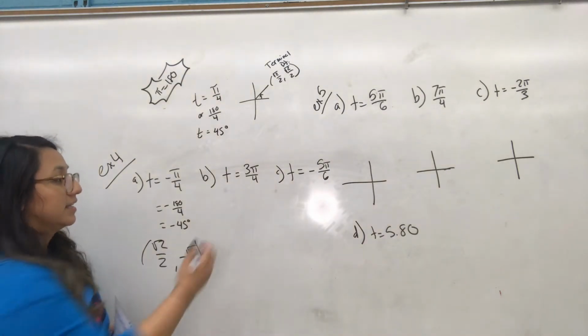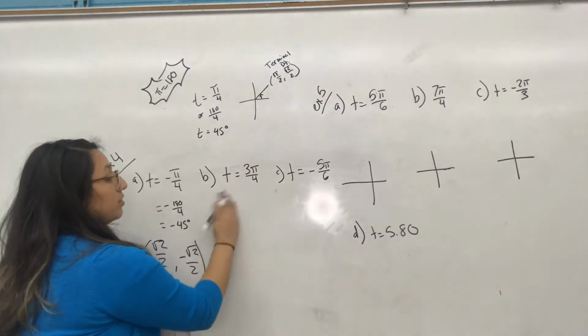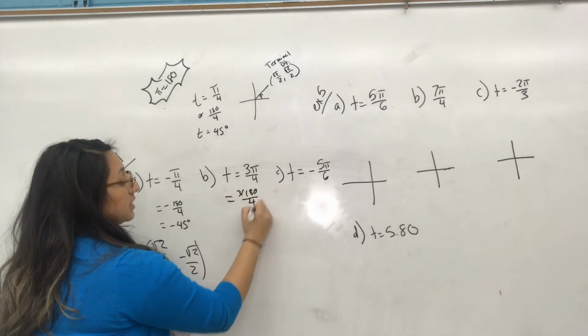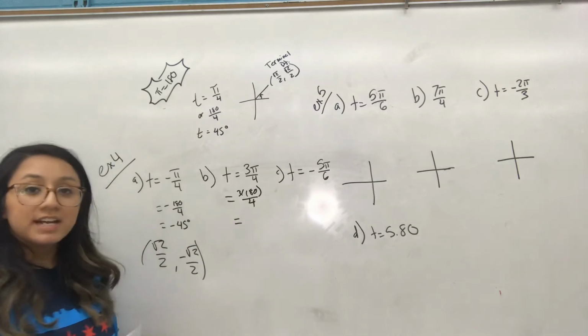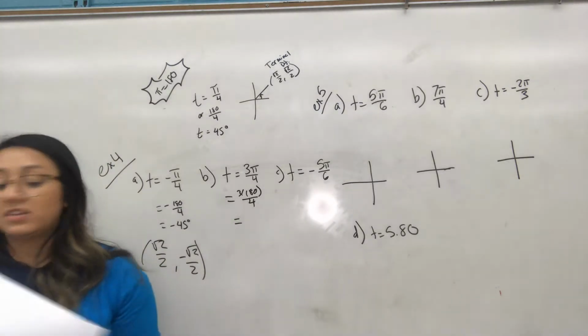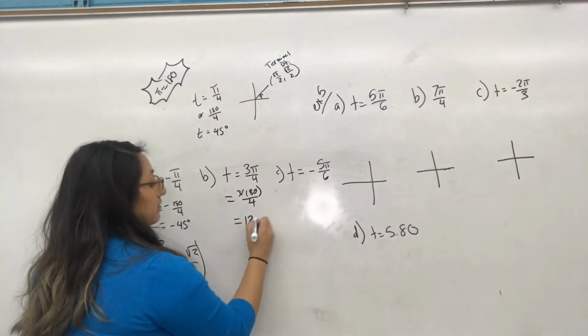B, 3π over 4. So let's go ahead and convert this to degrees. So 3 times 180 divided by 4, and we end up with 135 degrees.